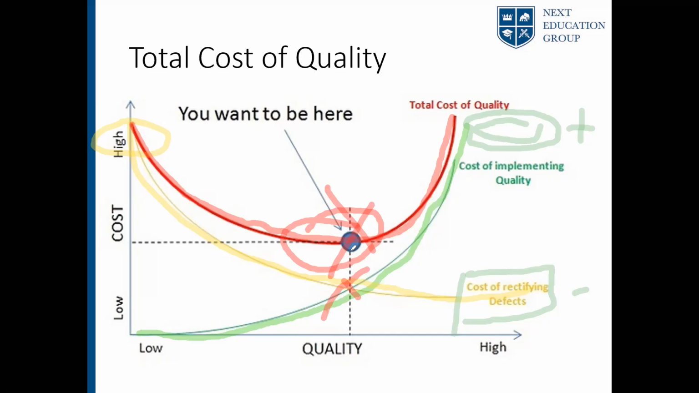Does this make sense to you? Are there any questions on this? Madhushan, all clear? Yeah. Okay. All right.